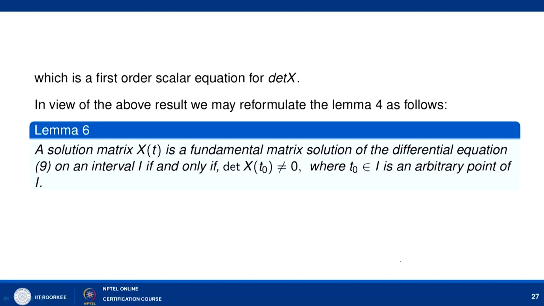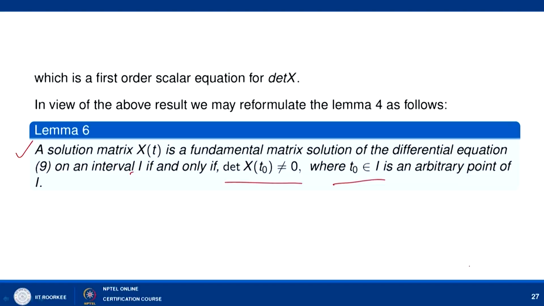So, we can reformulate our previous lemma, and we write Lemma 4 as this: a solution matrix x(t) is a fundamental matrix solution of the differential equation on an interval I if and only if the determinant of x(t₀) is not equal to 0, where t₀ is an arbitrary point of the interval I. So, from now onward, whenever we want to check that it is a fundamental matrix, we will check only at one point. Please try to understand, this is true for a solution matrix, not for any matrix.